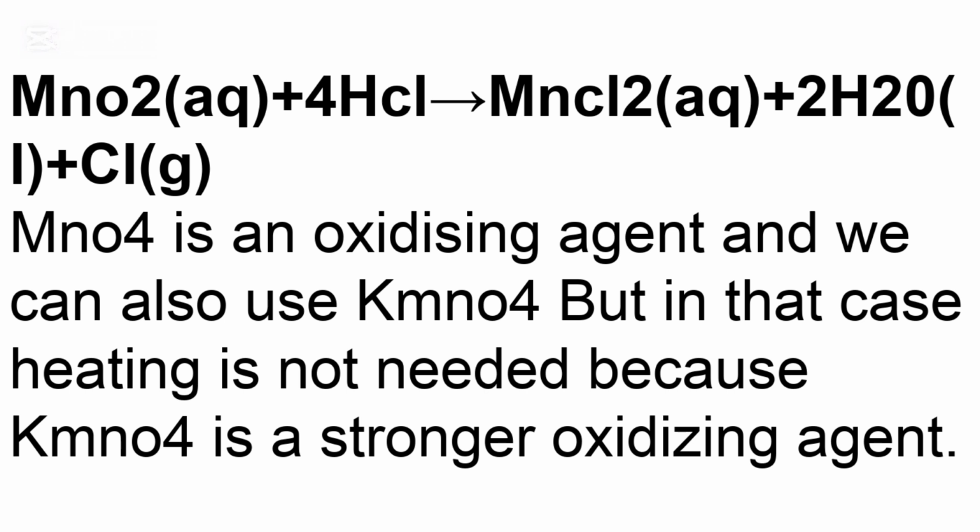Manganese(IV) oxide plus hydrochloric acid gives manganese chloride plus water plus chlorine gas. So, the other products which are produced together with chlorine gas are water and manganese chloride. Manganese(IV) oxide is an oxidizing agent, and we can also use potassium permanganate, potassium manganate(VII), but in that case, heating will not be needed because potassium manganate(VII) is a stronger oxidizing agent.